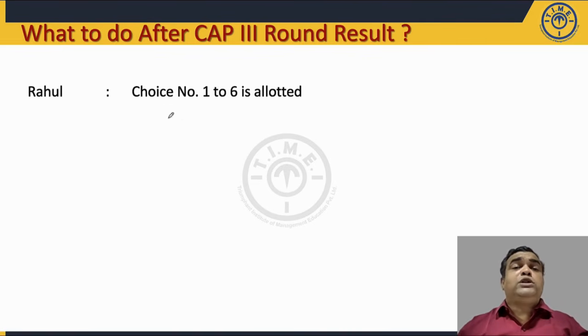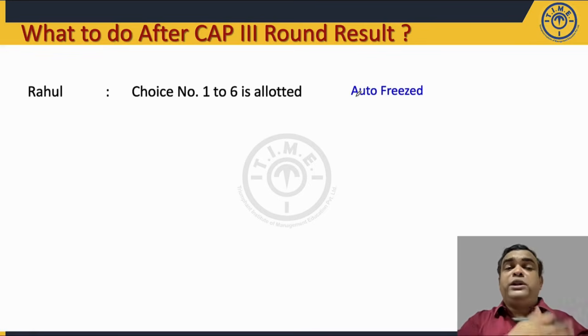See, Rahul was allotted choice number 1 to 6 is allotted. Then his admission will get auto freeze. However, Rahul has chosen not the freeze option in the previous round. So he had already paid 1000 rupees. He doesn't need to pay 1000 again. He will need to just go to the college and pay the college fee and confirm his admission.